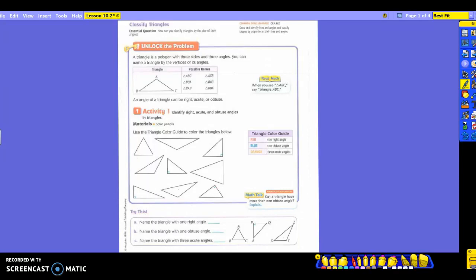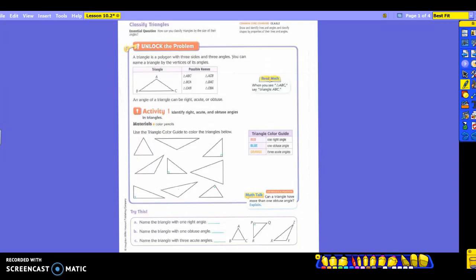Now remember that yesterday we used vertex being the center point of our angle. Vertices would mean there's more than one of those. Okay, that's the plural form of it. So take a look at the picture here in the chart of the triangle. And as you can see, there are 6 possible names to name this one triangle. Take a look at what they wrote here.